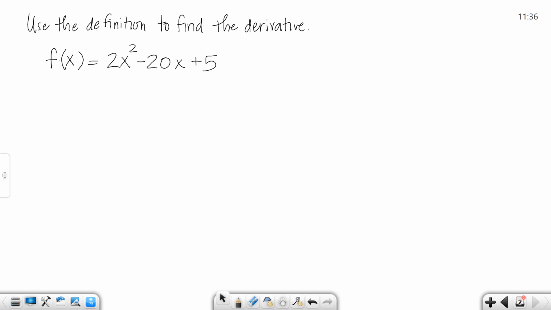Our first problem says use the definition to find the derivative. Now the actual derivative here is 4x minus 20. It's super easy, super fast to do when you get to the next section. But for this particular problem, since I asked you to use the definition, you must use the definition to get credit. So the definition of derivative says I'm going to take the limit as h goes to 0 of f of x plus h minus f of x all over h.